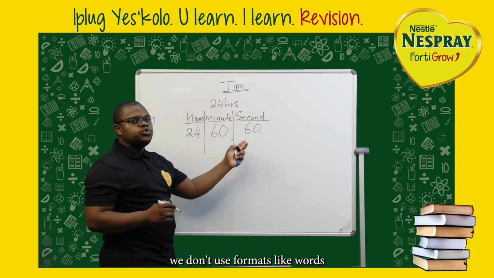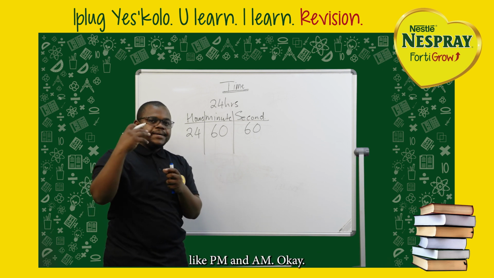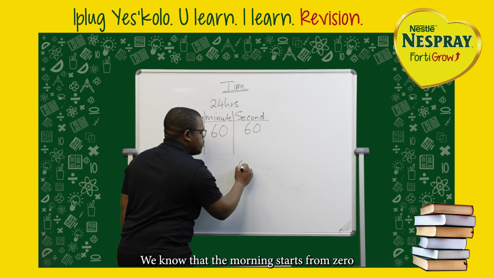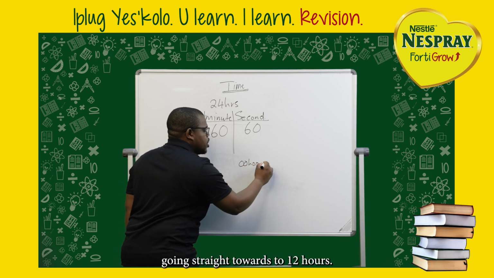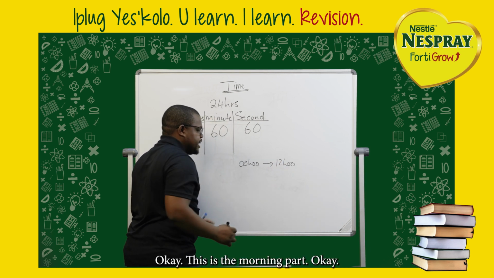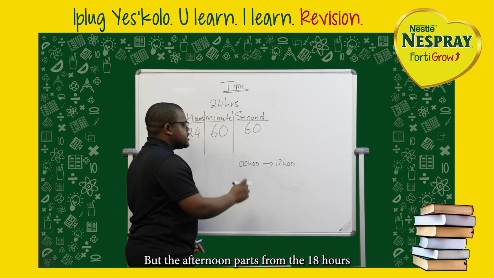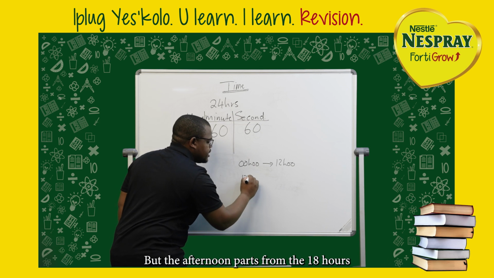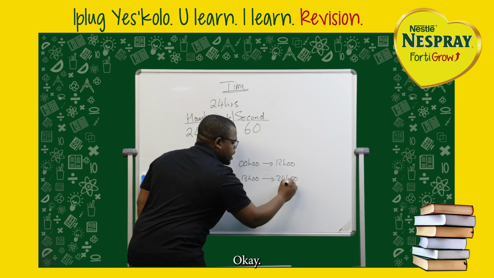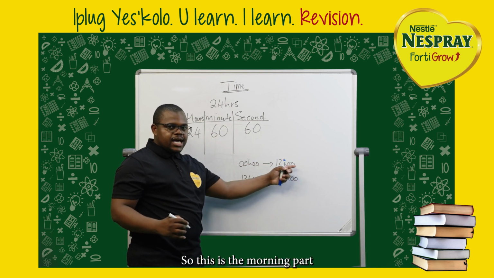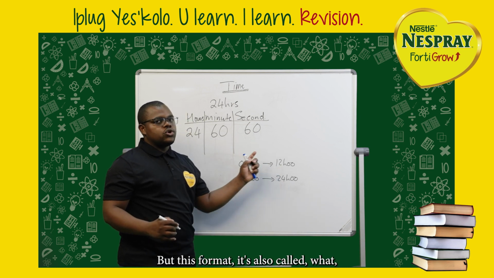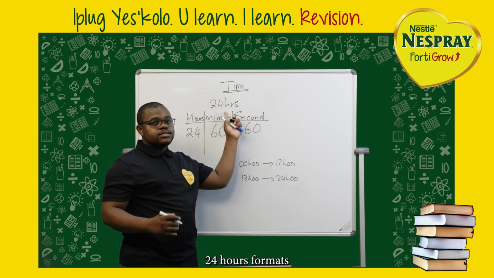Now here we don't use formats like PM and AM. We know that the morning starts from 00 hours going straight to 12 hours. This is the morning part. But the afternoon part starts from 13 hours going straight to 24 hours. So this is the morning part and this is an afternoon part. But this format is also called 24 hours format.